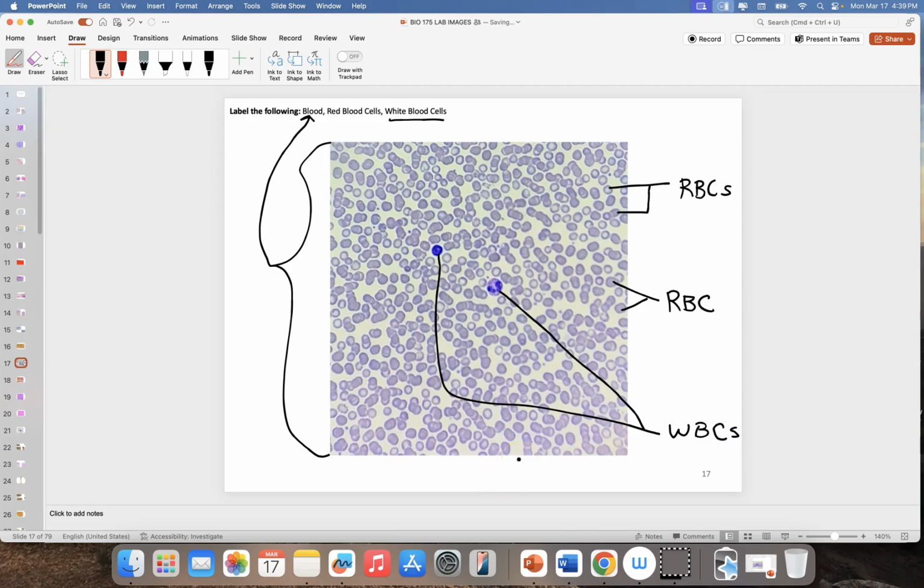Blood is going to be found within the vessels of our cardiovascular system. Red blood cells transport oxygen, while white blood cells defend the body from invaders. They're going to be important in the immune system. And then our blood also has platelets, which we'll talk more about at another time when we discuss blood clotting.